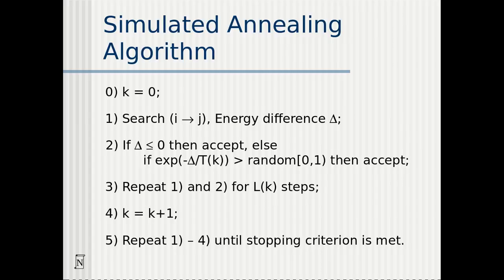So at each step the temperature is decreasing. The expression exponential of negative delta by temperature is thus becoming smaller and smaller. So the probability of acceptance of a poor state is becoming more unlikely.